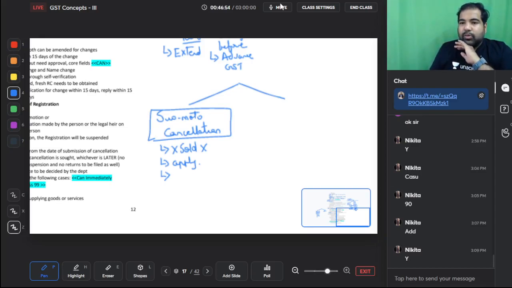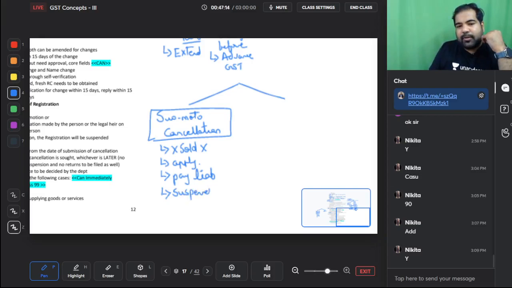The officer will then go through your cancellation. You will have to pay your liabilities, guys. You cannot run away from it. Just like if you're vacating a house which is on rent, you have to pay the last month's rent. So you pay your liabilities, and while he's checking your cancellation application, your registration will be suspended. Suspended means during that period you cannot make any taxable supplies. But the good part is you don't even have to file your return during the suspension period.